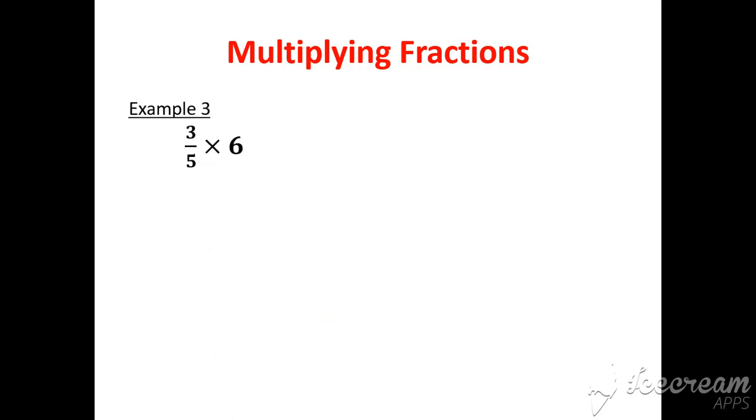Right, number 3. What about this one? 3/5 times 6. Now, if you had a calculator, you could probably do this quite easy. But I'm going to show you a strategy without a calculator. 3/5 times 6. Just remember, 6 can be turned into a fraction. Any whole number can be turned into a fraction by writing it over 1.